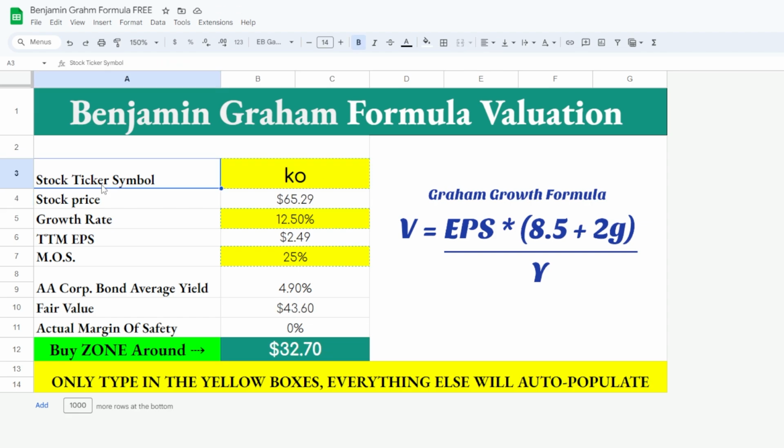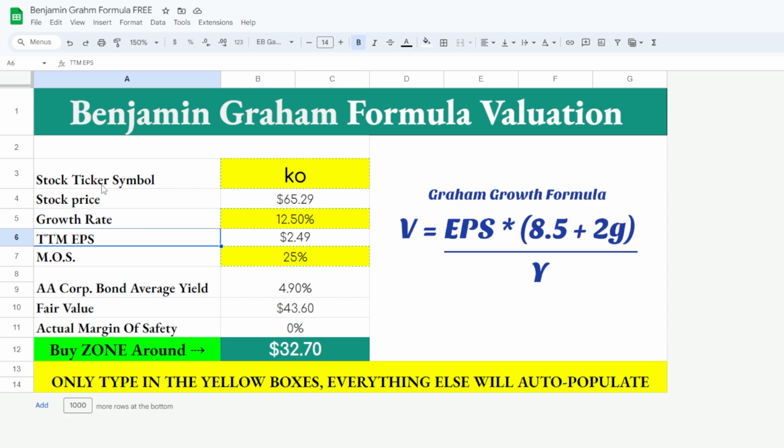Now, all the inputs that I use for my Benjamin Graham formula valuation: I have the stock ticker symbol, which again, you can type in whatever ticker symbol you want. I have the stock price, which automatically populates no matter what ticker symbol you type in, which is pretty awesome. The growth rate, of course, is going to change depending on what stock, what ticker symbol you're talking about. You're going to have to go in and do some research and see what the growth rate looks like for whatever company or stock we're talking about.